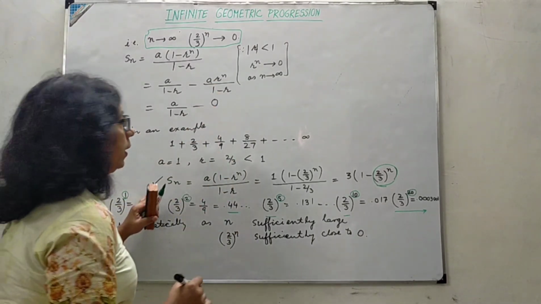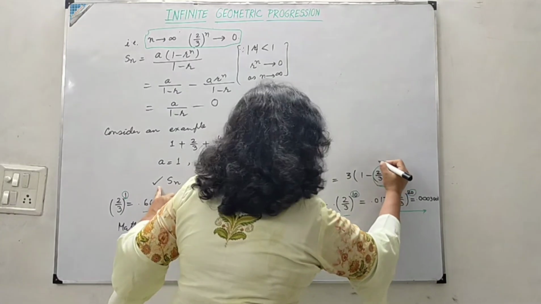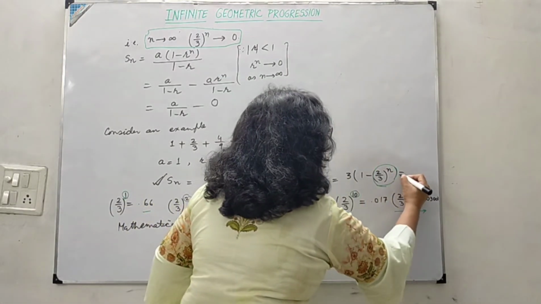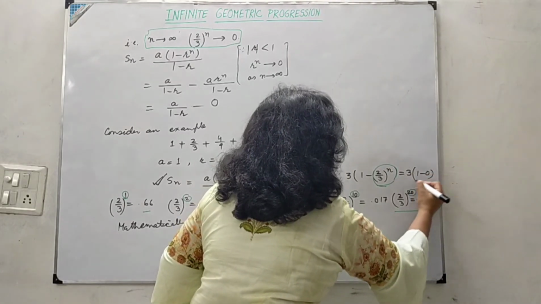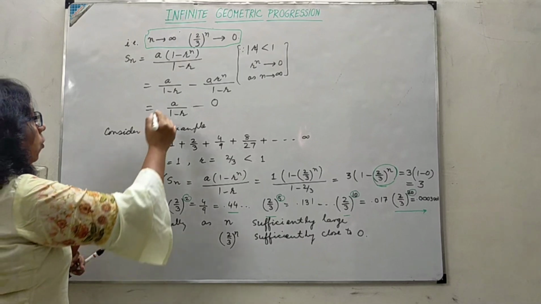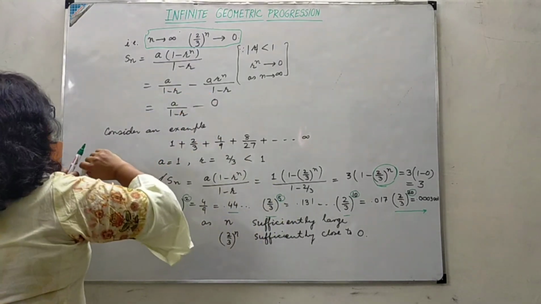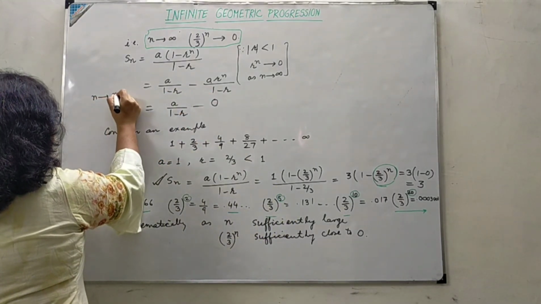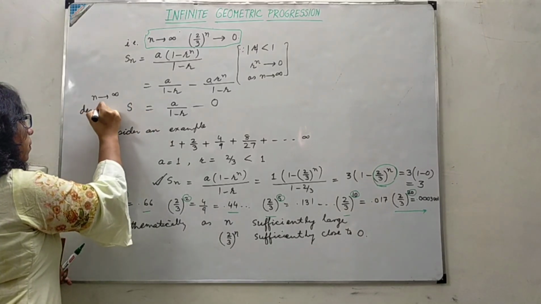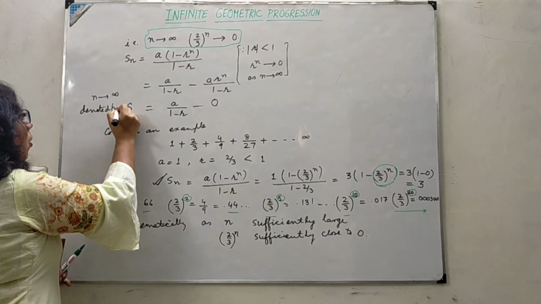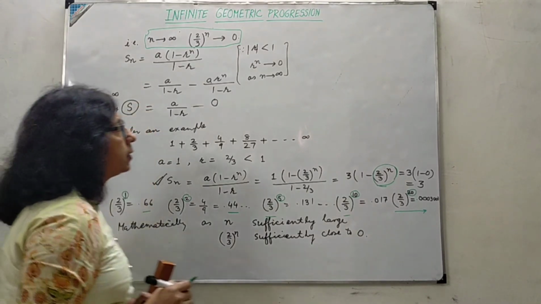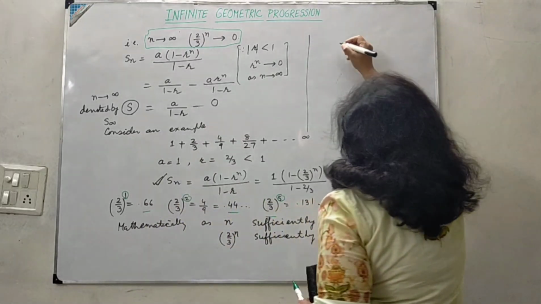So now we are in the situation when we can find this Sn, and this is 3 into 1 minus 0, that is 3. So we have arrived at a formula for when n is tending to infinity. This Sn is denoted by S, or S infinity also we can write, but symbolically we write this. So now we have a formula.